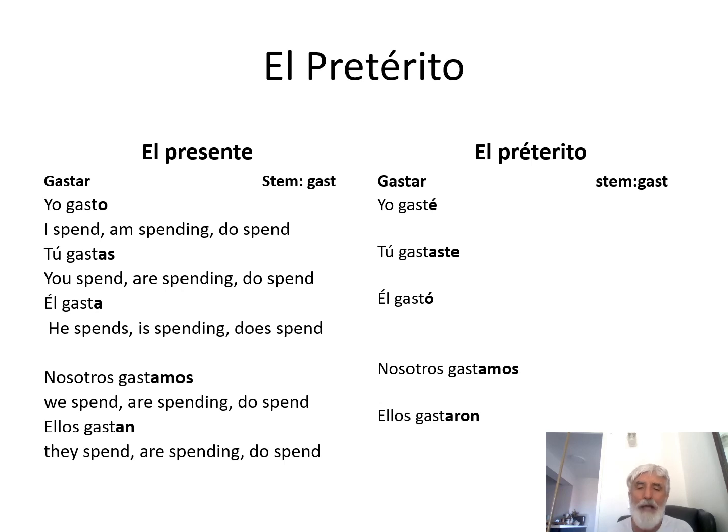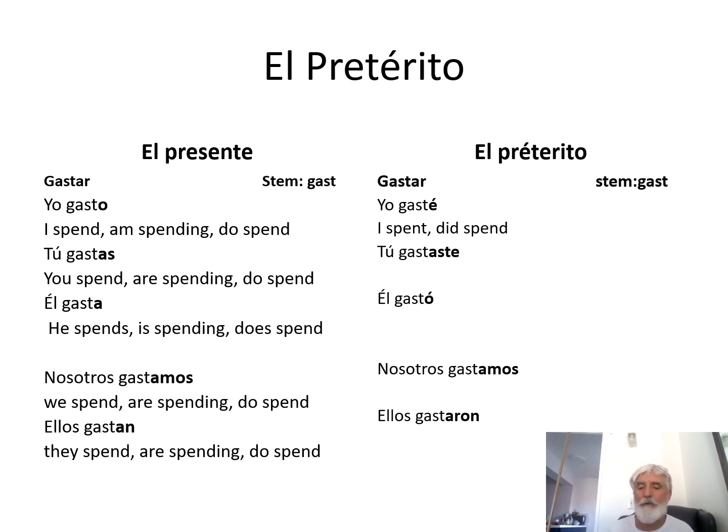Stem and ending. Now, let's let the rubber meet the road here. Now we're going to do a preterite conjugation of an AR verb. So we've got to get the stem of it. So the verb is gastar. What's the stem? We drop the AR. It's gast. So how do I conjugate it? There it is. Yo gasté. What does it mean? I spent or I did spend.